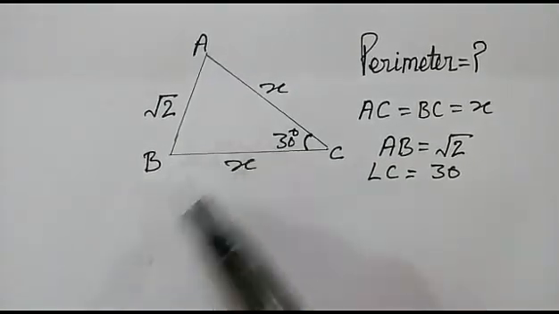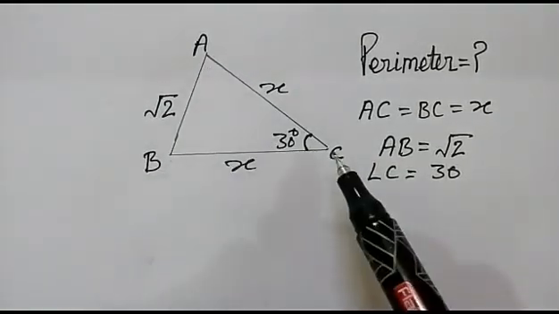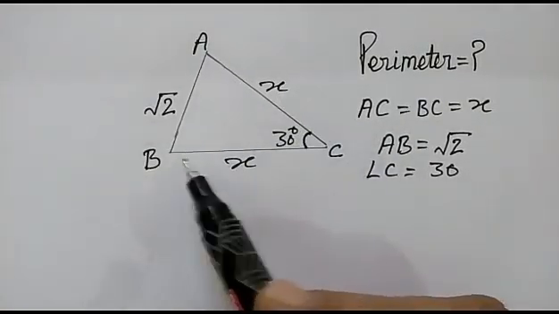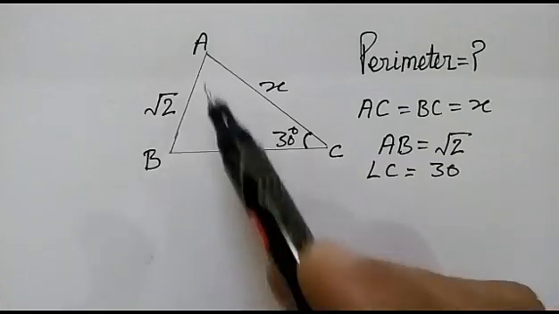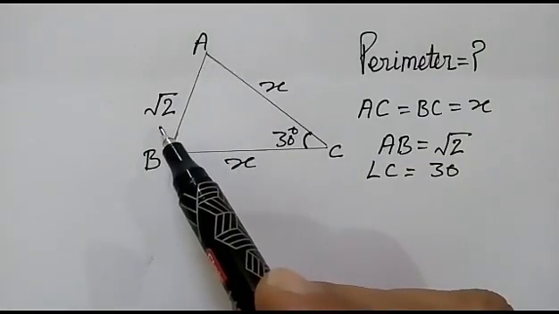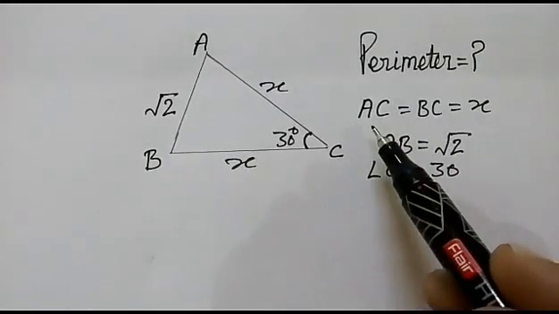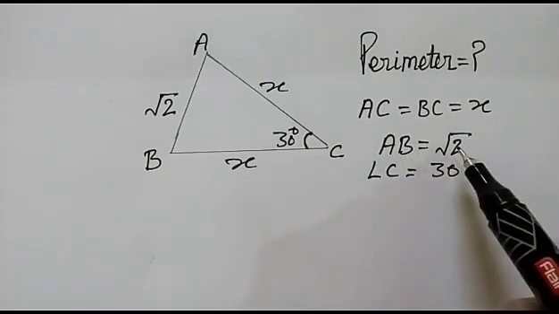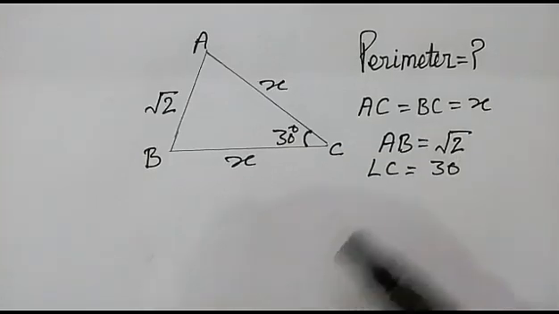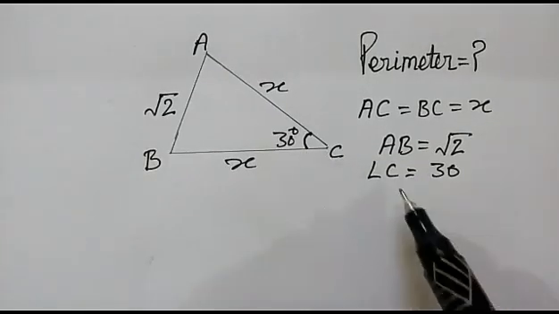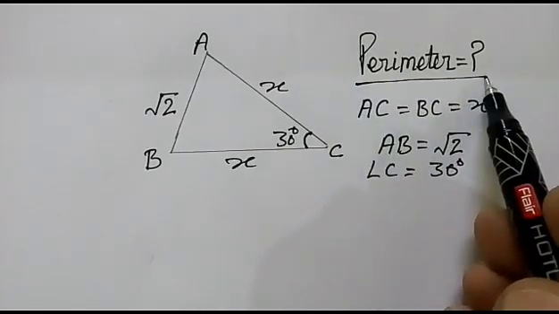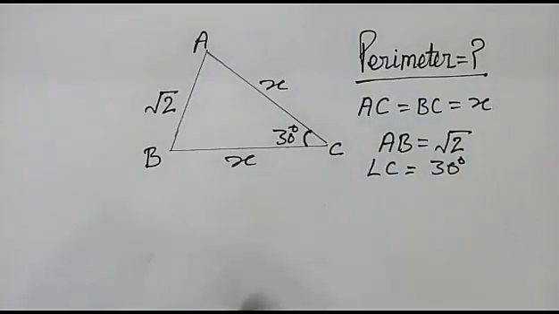Hi friends, we have a triangle ABC. AC is equal to x and BC is equal to x. AB is equal to square root of 2, right? AC is equal to BC is equal to x and AB is equal to square root of 2, and angle C is 30 degrees. We have to find out the perimeter of this triangle, right?